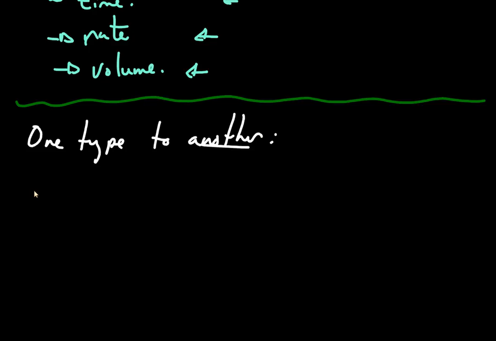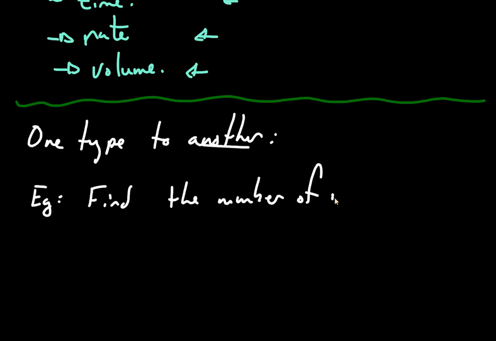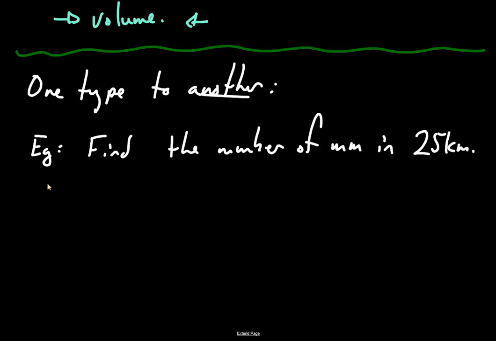Within the metric system, it's fairly easy. So for example, you might be asked to find the number of millimeters in 25 kilometers. Okay. So if you know a few things about this, you know that 1,000 meters is equal to 1 kilometer, right? And you know that 1 meter is equal to 1,000 millimeters.